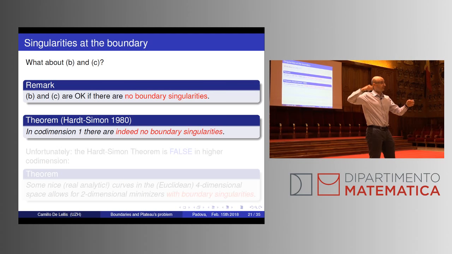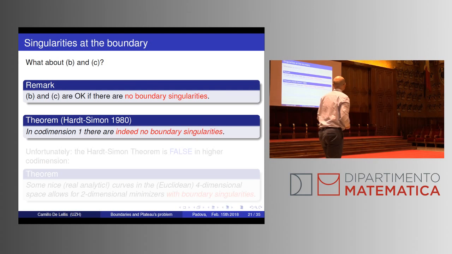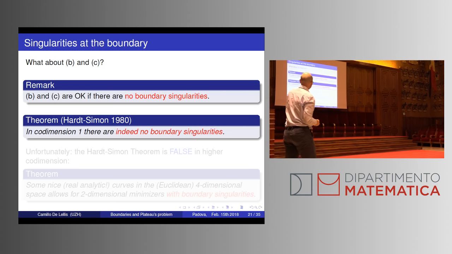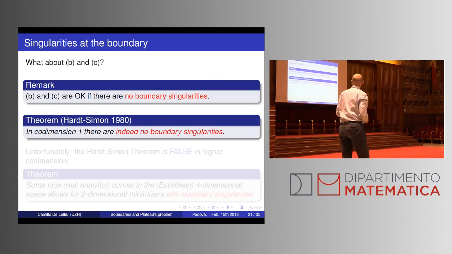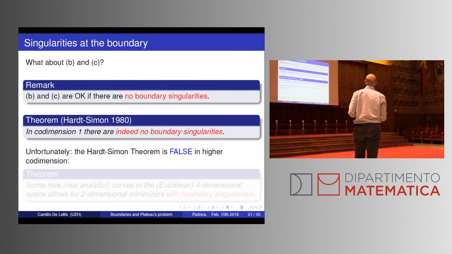There can be interior singular points. But this means the interior singular points have to be at a certain distance from the boundary. You cannot have singular points which are getting closer and closer to the boundary, for instance. This was a fantastic result, and it tells you that the answer to Almgren's question is yes, in the case of hypersurfaces. But unfortunately, the theorem is false in higher codimension.